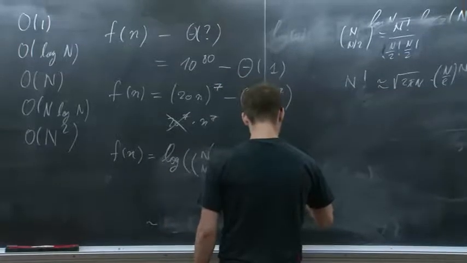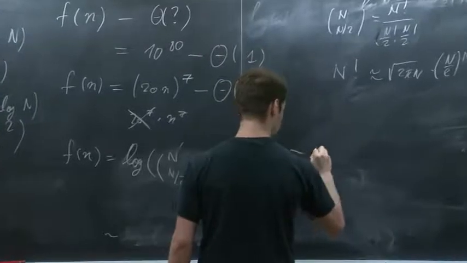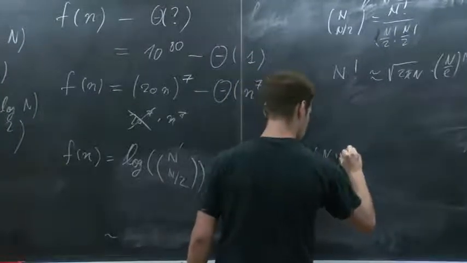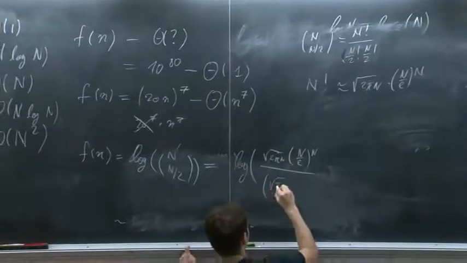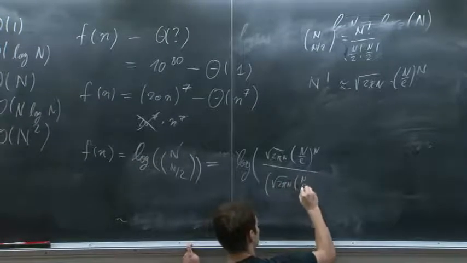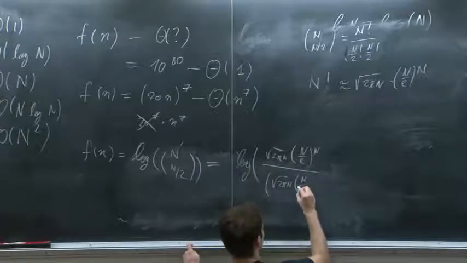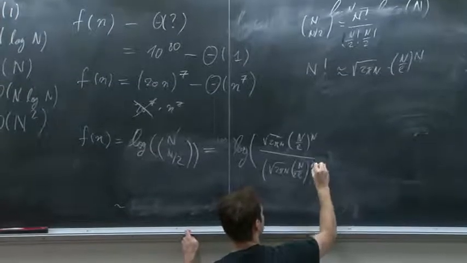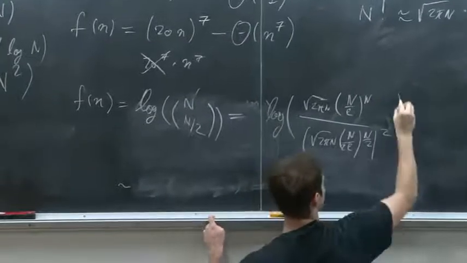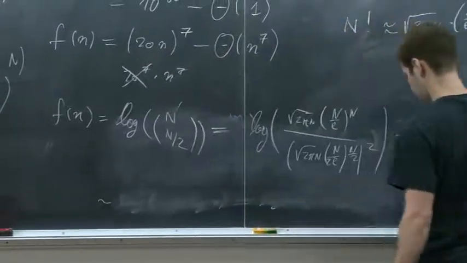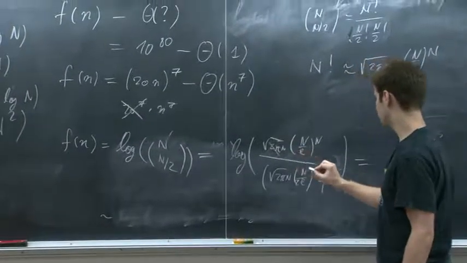Okay, so it's log of square root 2 pi n multiplied by n over e to the power of n. I'm going to put these two together. So 2 pi n over, there's an n over 2 there, right? So it's n over 2e times n over 2 to the power of 2. Okay, I can get rid of this one because it's a constant.